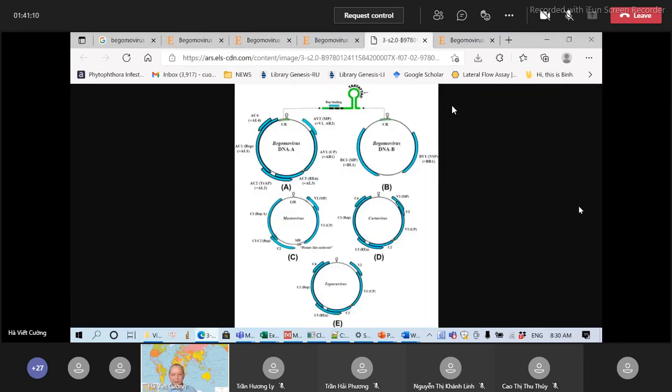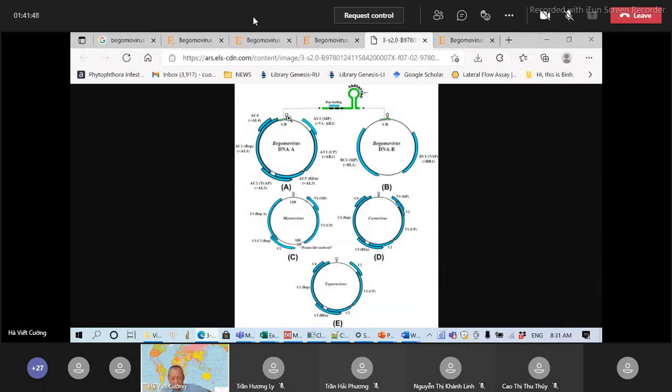And here's my picture. Here you can see begomoviruses. The begomovirus is a DNA virus. Last time I already showed you. All begomoviruses are DNA viruses. And all begomoviruses replicate through what? Through rolling circle amplification. Because they replicate by rolling circle amplification, they have one origin of replication here, like plasmid.